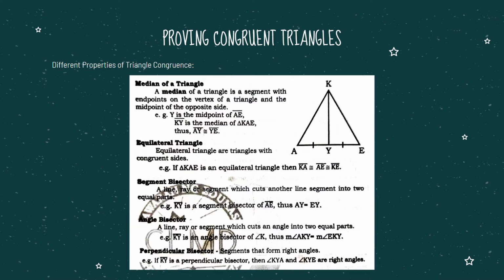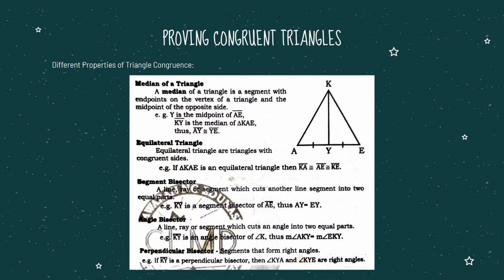Next, we have the segment bisector, a line, ray, or segment which cuts another line segment into two equal parts. For example, line segment KY is a segment bisector of line segment AE. Thus, AY is equal to EY.